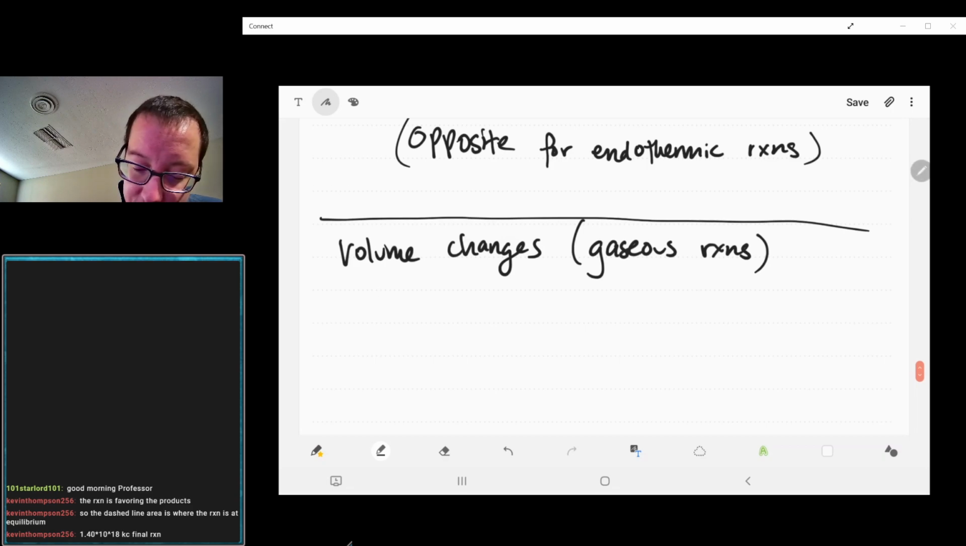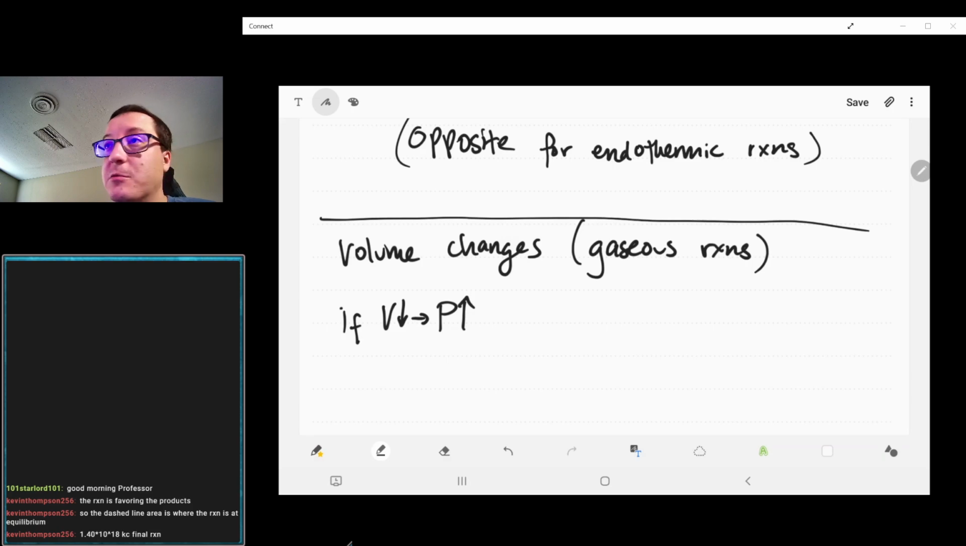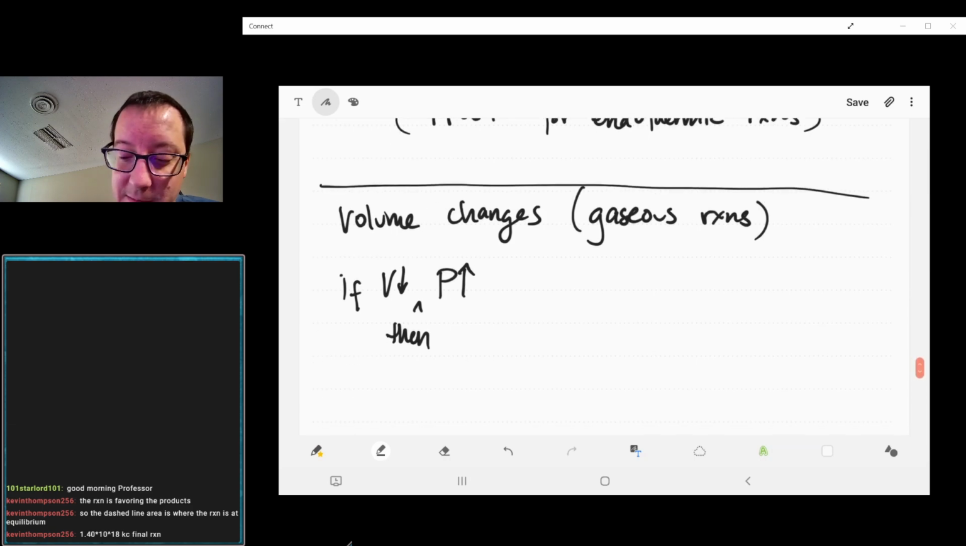We're going to see that if we decrease volume, that means we're going to increase the pressure, right? We know that volume and pressure are inversely related. So small volume means more collisions with the wall, more collisions is more pressure, right? We have a bunch of arrows here. We'll just put a then instead. If we increase the pressure, we're going to see that sometimes this has an effect.